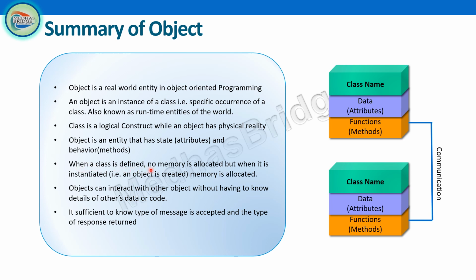When a class is defined, no memory is allocated because a class is nothing but a blueprint or a template. When it is instantiated, an object is created and memory is allocated to it. An object can interact with other objects without having to know the details of others' data or code. It is sufficient to know the type of message accepted and the type of response returned.